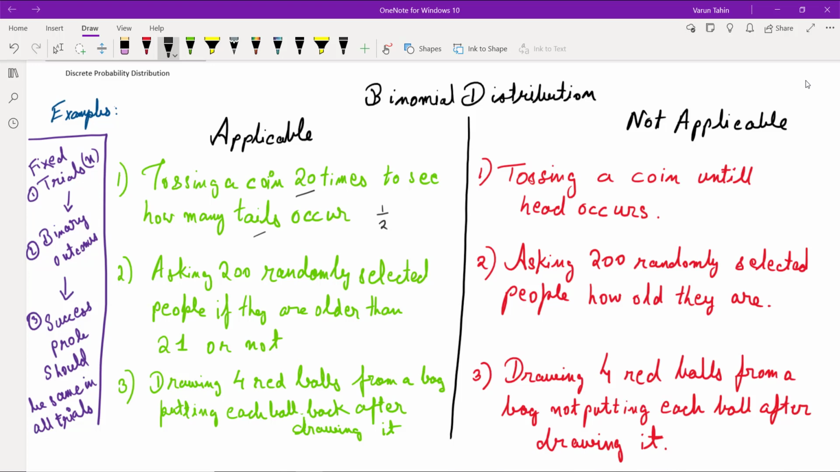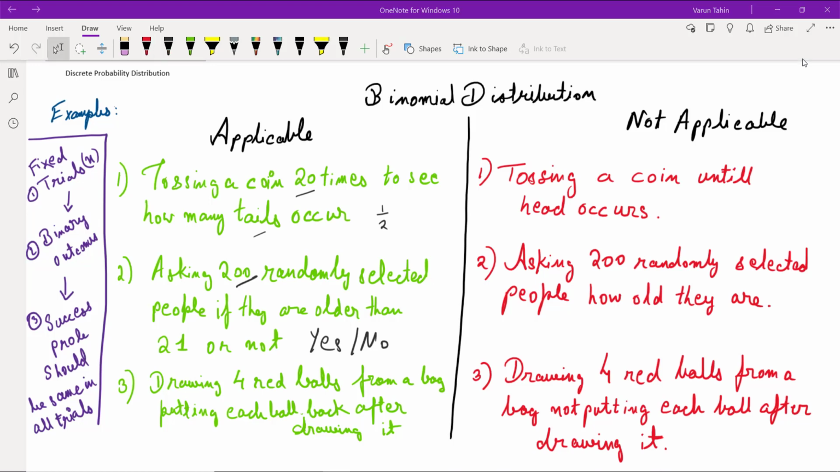Now the second example is asking 200 randomly selected people if they are older than 21 or not. So this is again a yes or no problem, and it has a fixed number of trials, and the success probability is the same in all the trials.